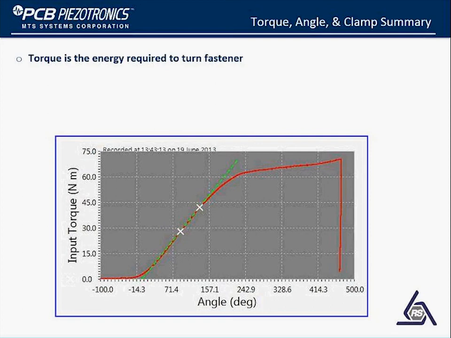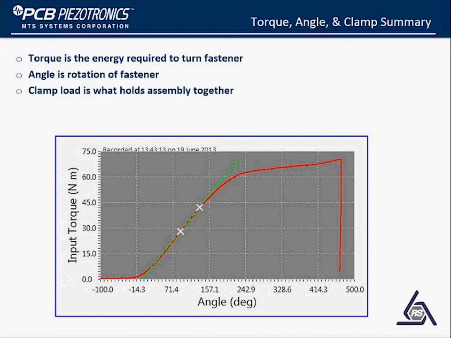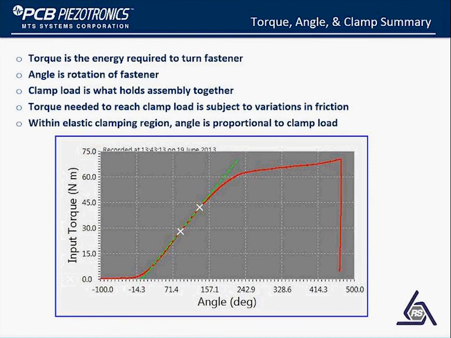To summarize part one, torque is the energy required to turn the fastener into the joint. Angle refers to the rotation of that fastener, how far it was turned. Clamp load is what holds the assembly together. Torque needed to reach clamp load is subject to variations in friction. And within the elastic clamping region, the angle of turn is proportional to our clamp load.